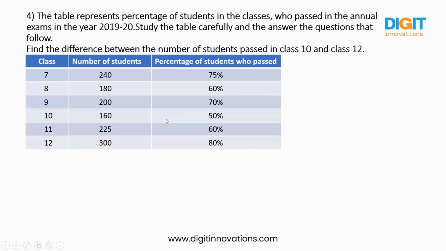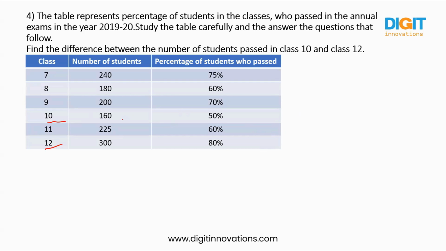Next one, the table represents the percentage of students in the classes who passed in the annual exams in the year 2019 to 2020. Study the table carefully and answer the questions that follow. Find the difference between the number of students passed in class 10 and class 12. We are not going to concentrate on all the classes, just on 10th class and 12th class. They're asking the difference in how many people passed.